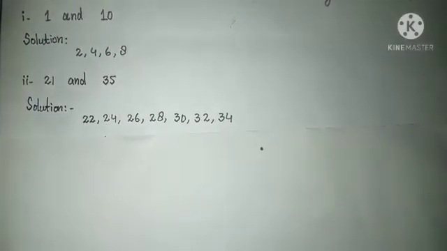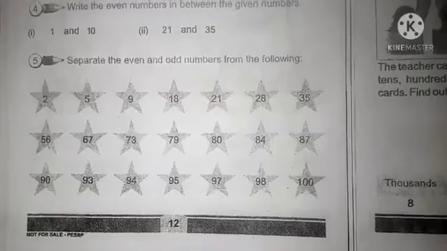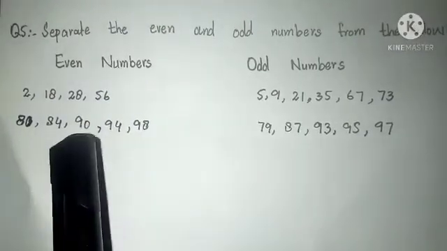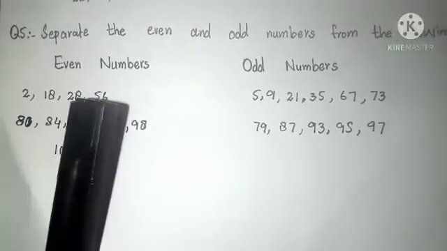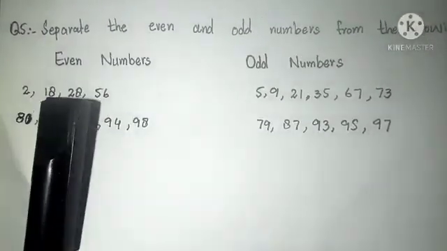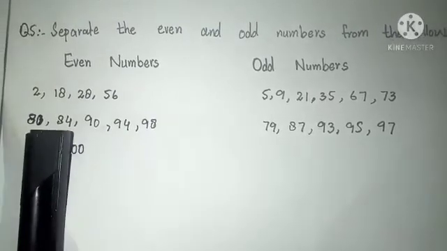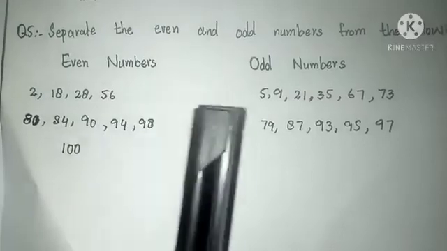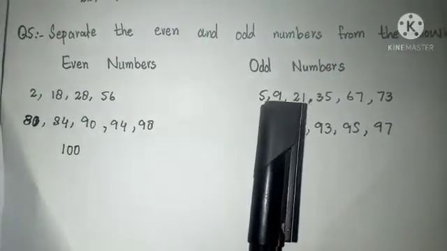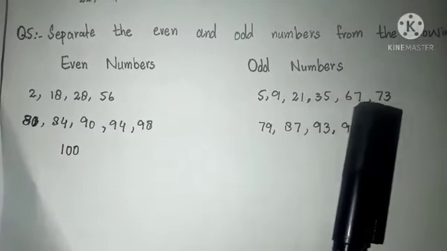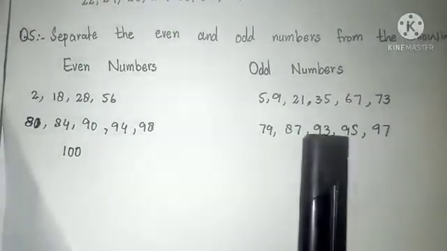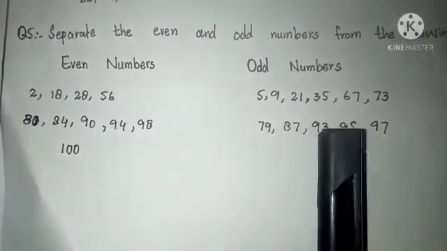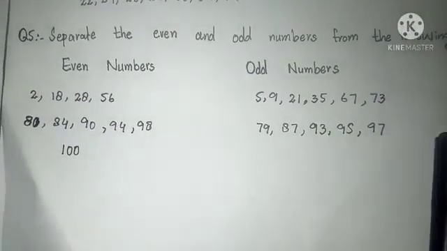Okay students, move to the next question. Question number 5. Separate the even and odd numbers from the following. By separating them into even and odd numbers columns, the even numbers will be 2, 18, 28, 56, 80, 84, 90, 94, 98 and 100. And the odd numbers will be 5, 9, 21, 35, 67, 73, 79, 87, 93, 95 and 97.